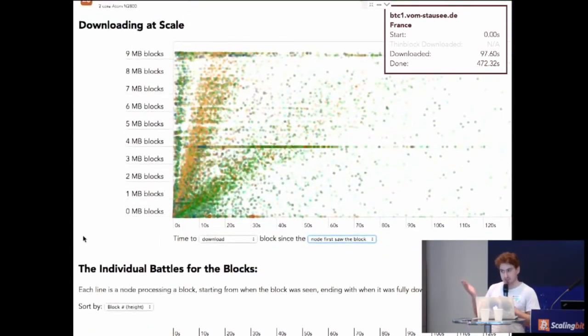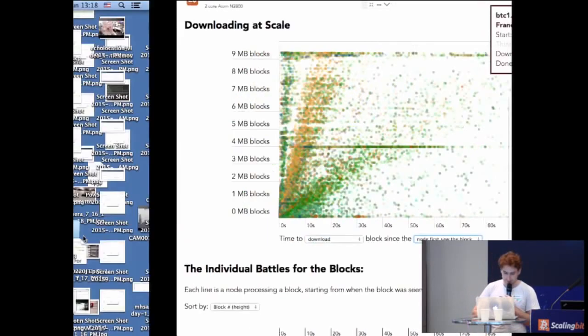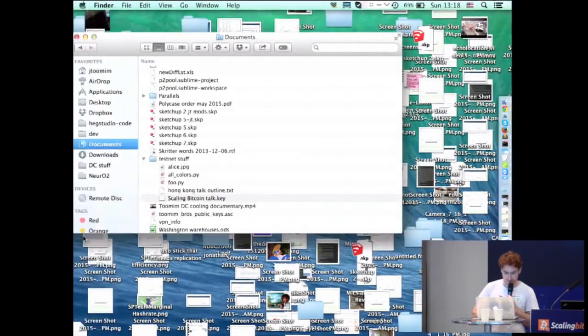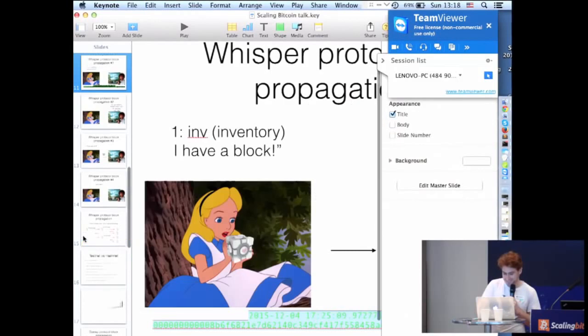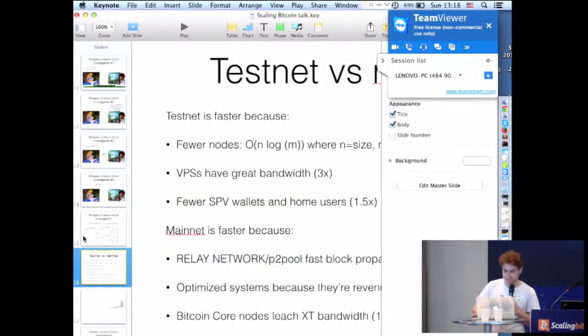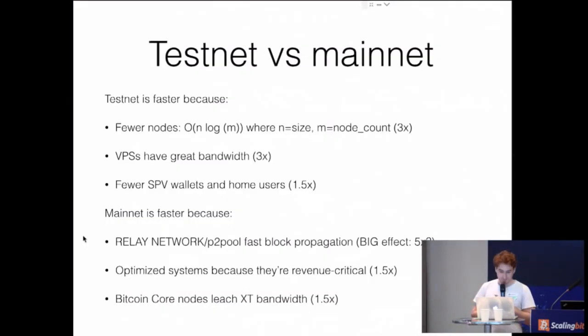So our data looks to be similar to what people see on mainnet for propagation through the whole network. But we're seeing that over one hop. And the reason that we're seeing those differences is that we have fewer nodes, but the main effect is that we don't have the relay network. And the relay network is absolutely huge in the effect that it has.